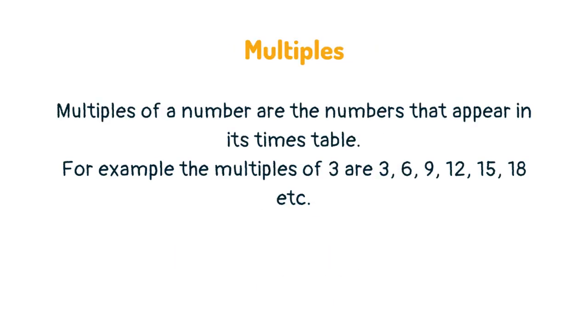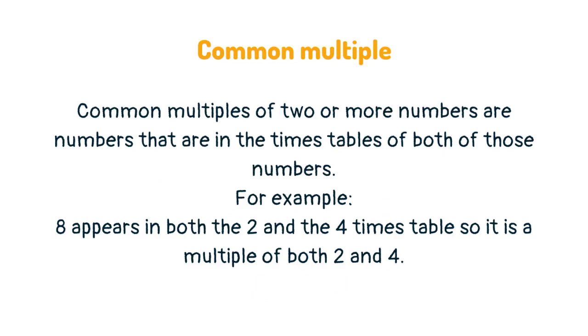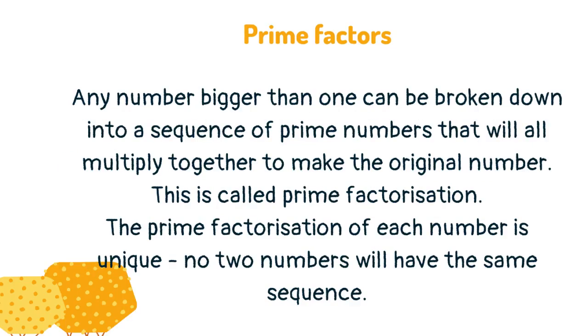Multiples of a number are the numbers that appear in its times table. For example, the multiples of 3 are 3, 6, 9, 12, 15, 18, etc. Common multiples of 2 or more numbers are numbers that are in the times tables of both of those numbers. For example, 8 appears in both the 2 and the 4 times table, so it is a multiple of both 2 and 4.